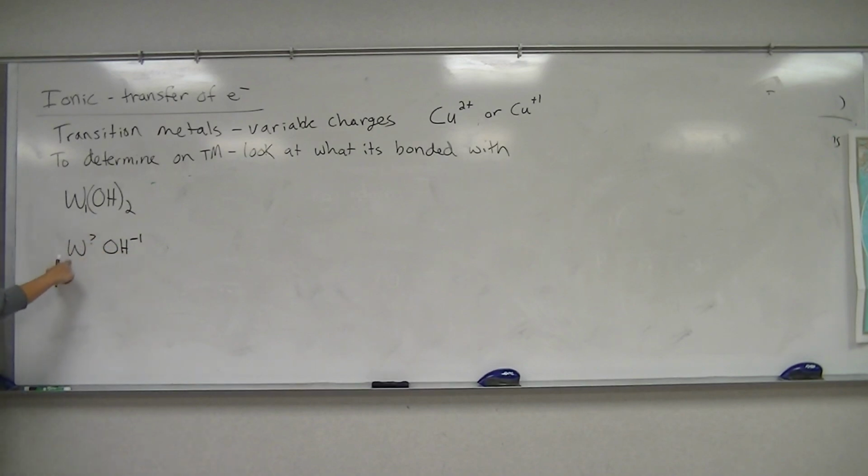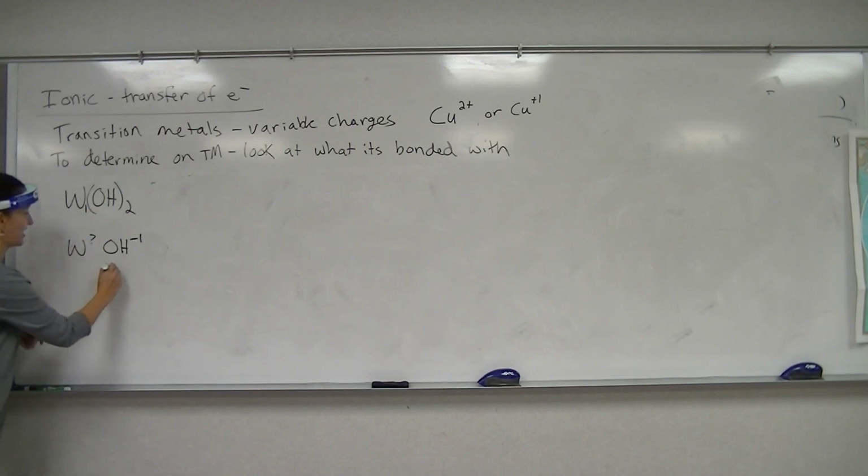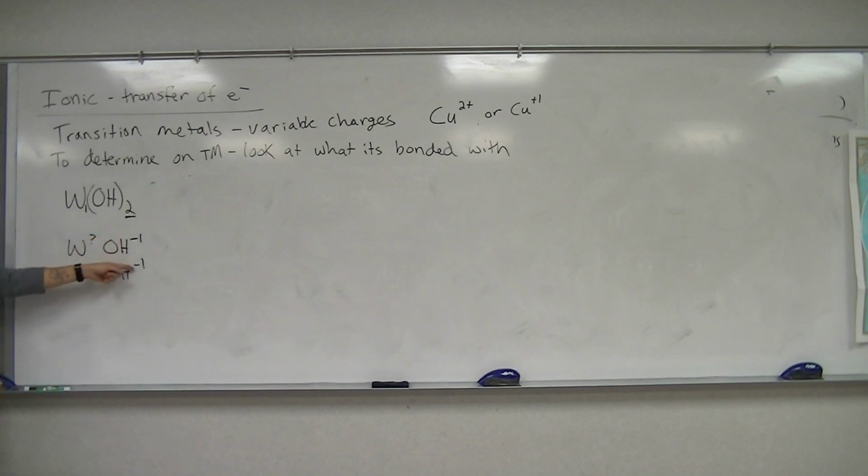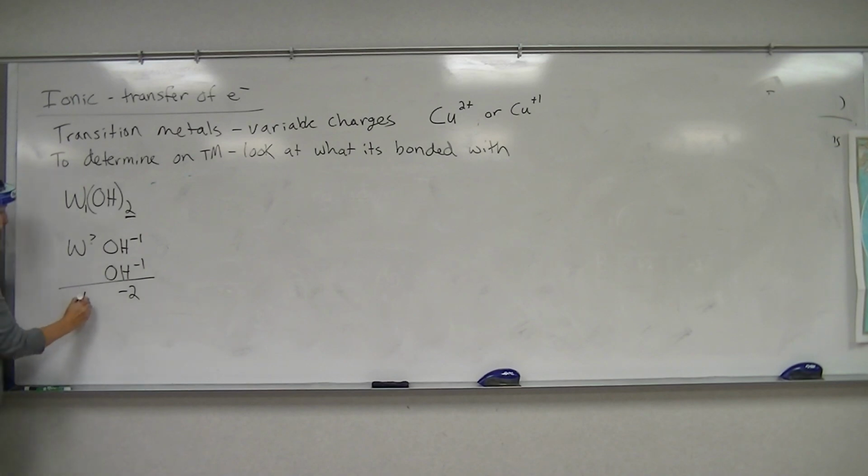That's what we're trying to figure out. What is the charge on tungsten? How many OHs do I have? You just said 2 a second ago. That's what this 2 on the outside means. So I'm going to write 2 of those. Each have a -1 charge for a total of -2. So that means I need a +2 over here. Since there's only one tungsten, the whole charge is going to go on that. Yeah. So now let's name it.